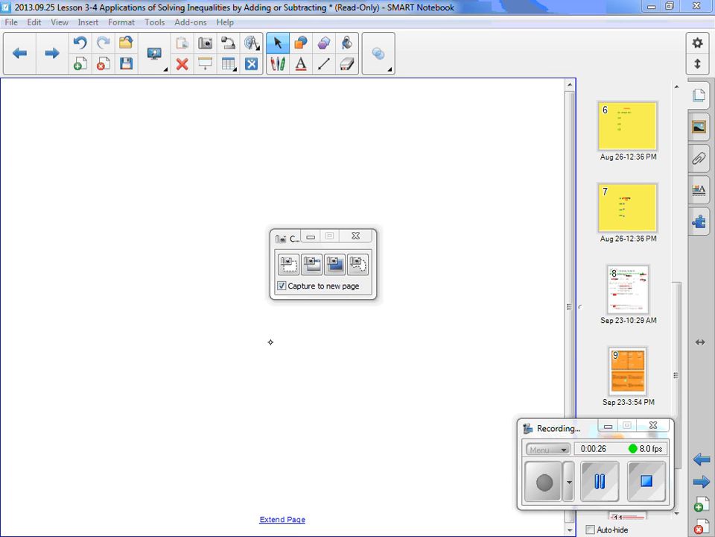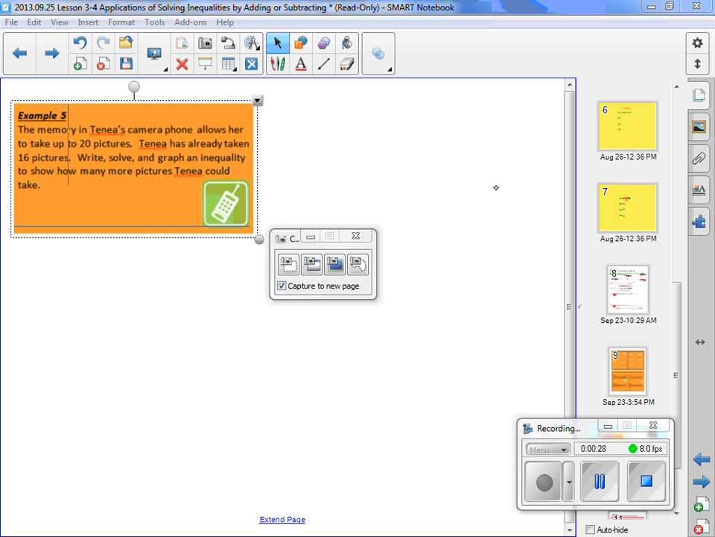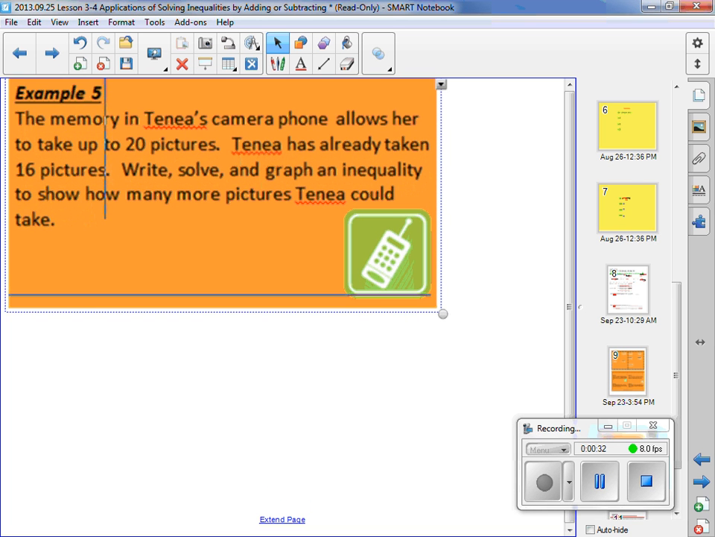On example 5, it says, the memory in Tania's camera phone allows her to take up to 20 pictures. Tania has already taken 16 pictures. Write, solve, and graph an inequality to show how many more pictures Tania could take.